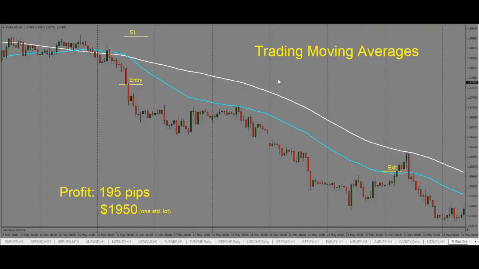Here we'll take a look at how to trade moving average crossover. We have two moving averages here, a 50 and a 100 EMAs, exponential moving averages. When we see the fast moving average cross the slower one to the downside, that shows us that price is likely to continue to the downside. Whereas when we see the crossover of the slower moving average by the faster moving one to the upside, that means the price is likely to move higher.